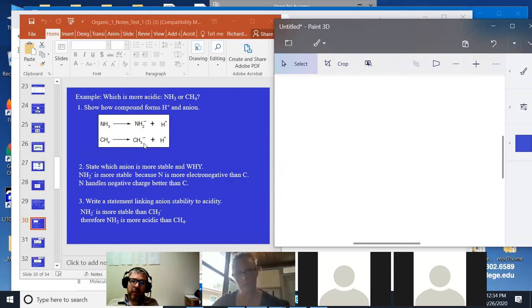In this scenario, when we're trying to determine which anion is more stable, we look at the electronegativity of the two elements. In the case of NH2 minus, the N has a negative charge. In the case of CH3 minus, the C has a negative charge. Now, N is more electronegative than C. Therefore, we know that NH2 minus is more stable than CH3 minus.